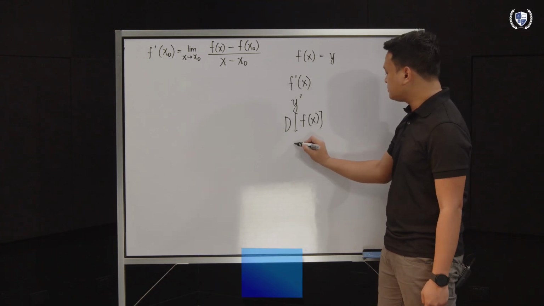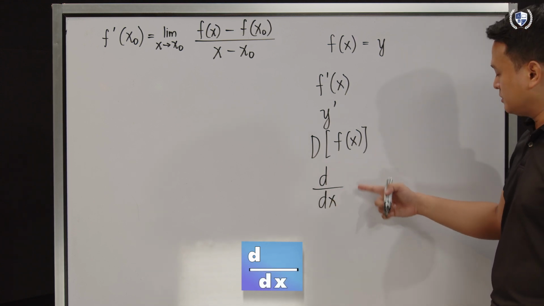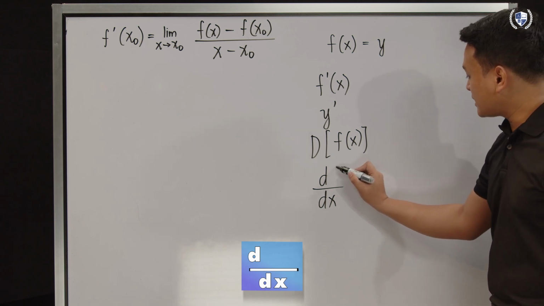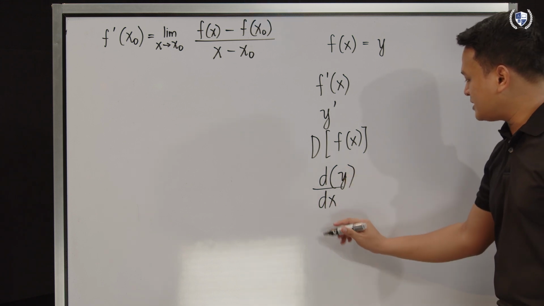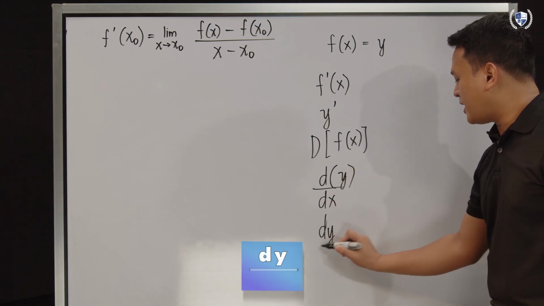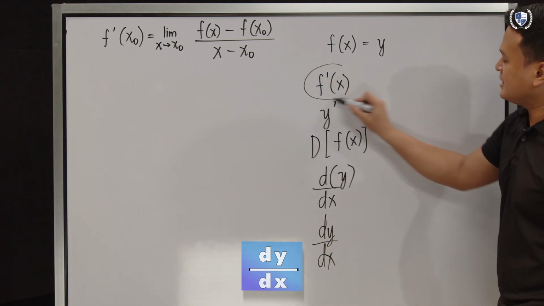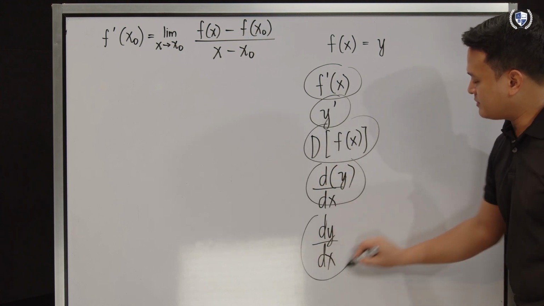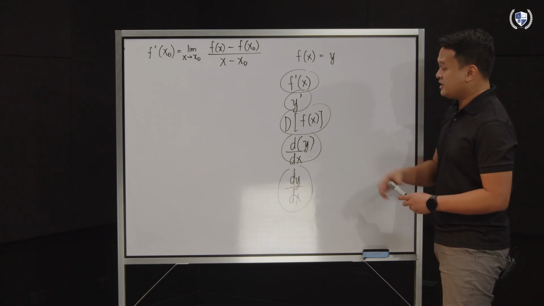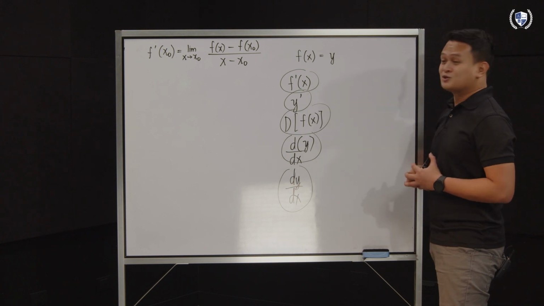Pwede din natin gamitin yung d over dx. At mas madalas makikita na natin to, especially in our upcoming lessons, na kung saan ang itatabi natin dito would be your y, and pwede nyo nga i-simplify this one as simply dy over dx. And para hindi po tayo malilito lahat ng nilagay natin dito, tong 1, 2, 3, 4, 5 na yan, they all mean the same. They all mean the derivative of our function f of x or the function y. So now, let's have our first problem.